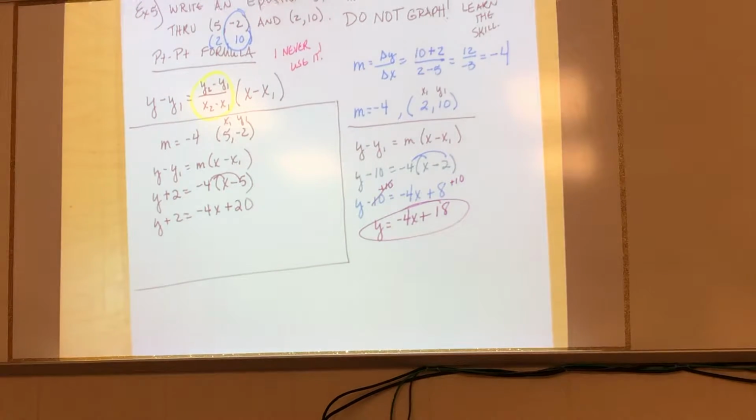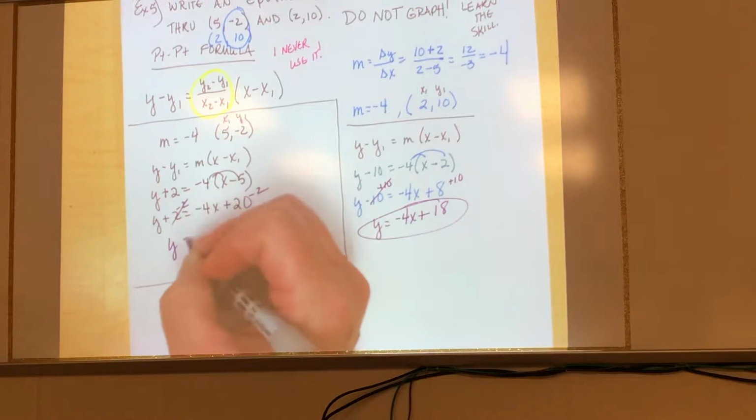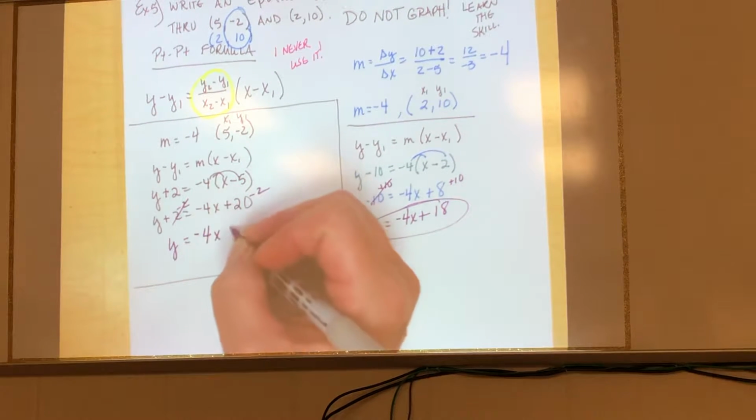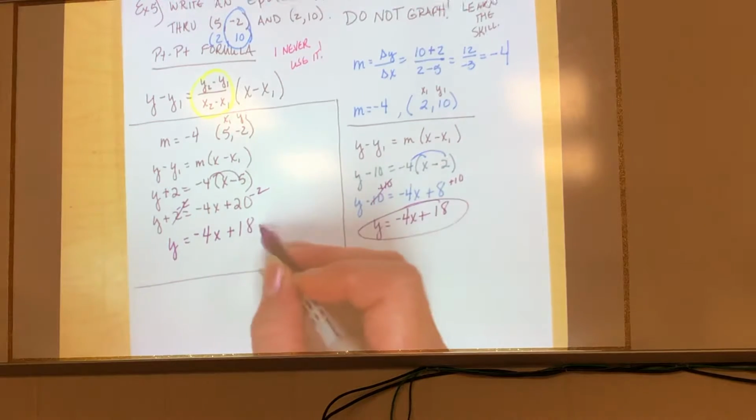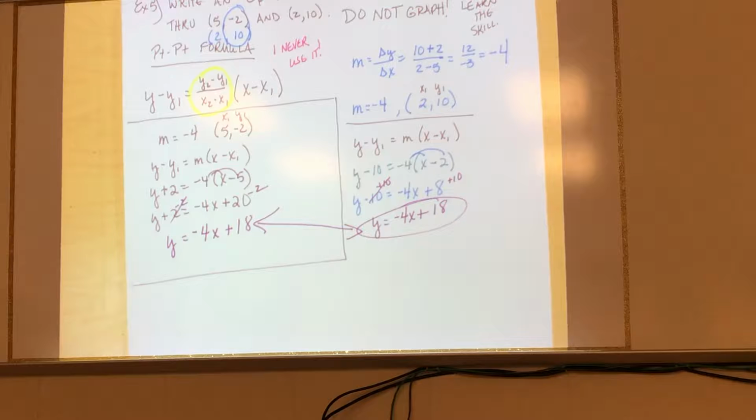Now what am I going to do? Subtract 2. And y is equal to negative 4x plus 18. The same thing that we got right there. Okay? Anybody got a question?